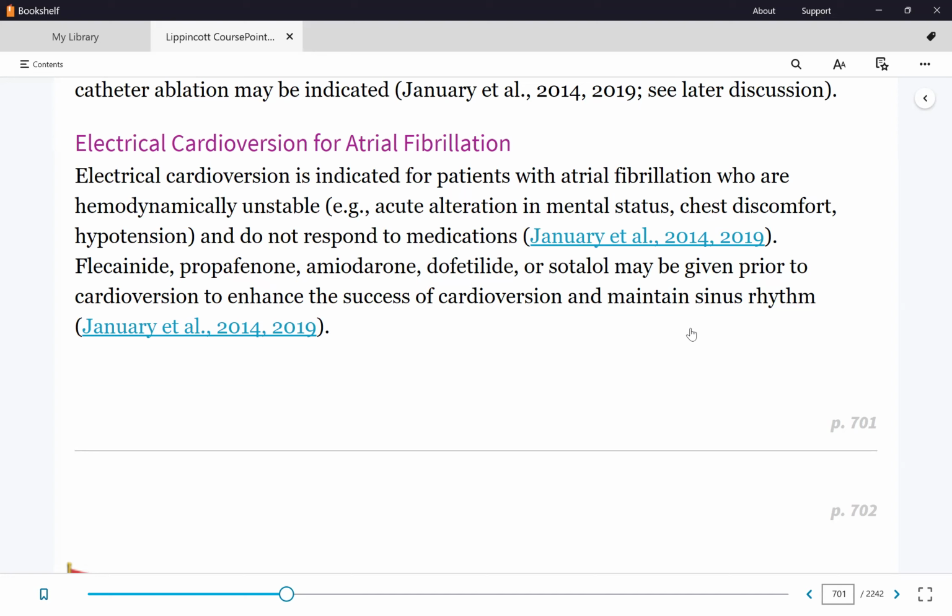Synchronize first and then time the delivery at exactly the peak of an R wave. You know what an R wave is, right? It's that pointed thing on your heart rhythm. It will deliver it there. Once it delivers it there, 8 out of 10 times, it will convert the rhythm back to sinus. Again, it's very successful.